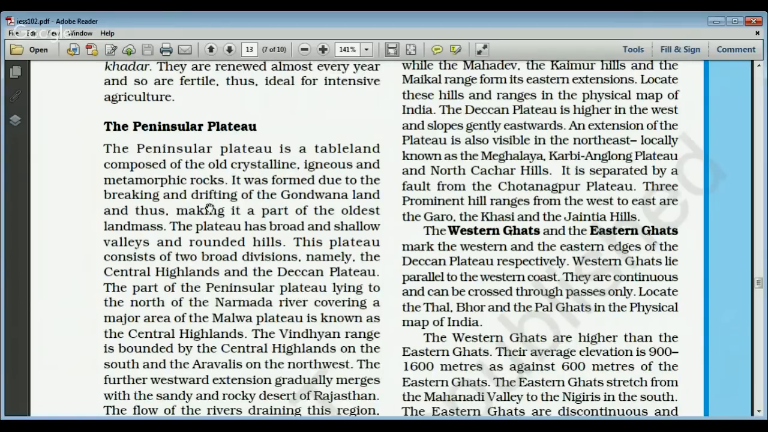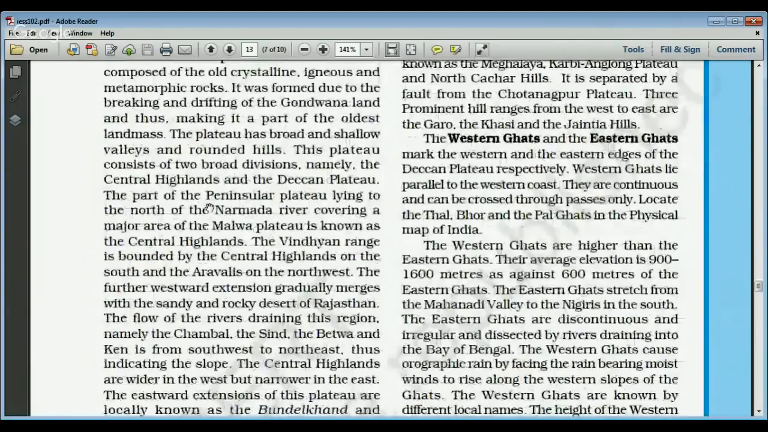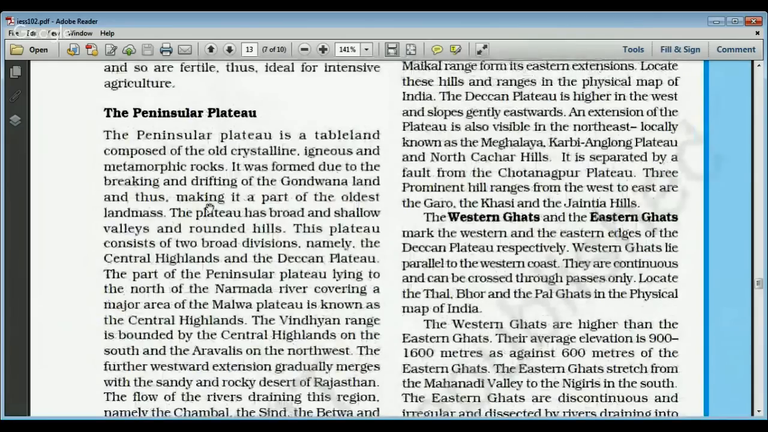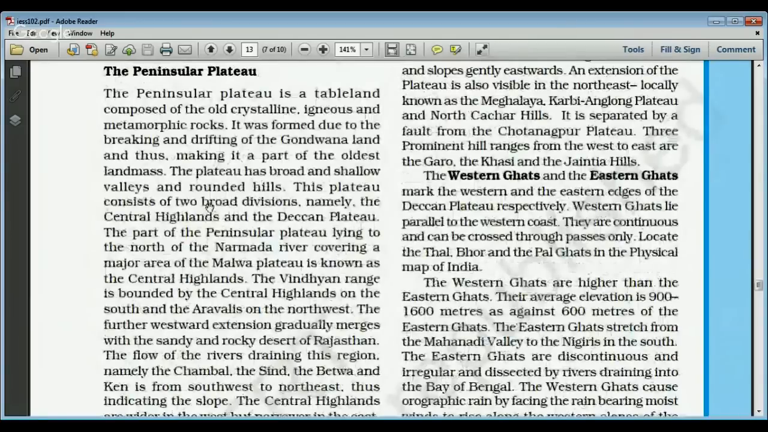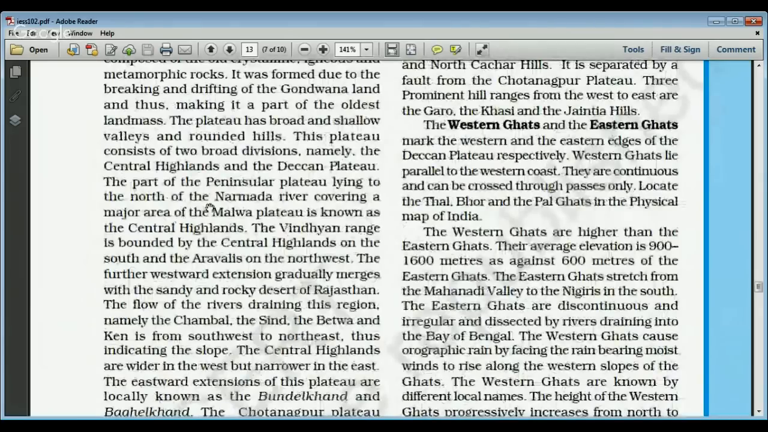This plateau has broad and shallow valleys and rounded hills, and it consists of two broad divisions. The first division is the Central Highland, and the second is the Deccan Plateau.